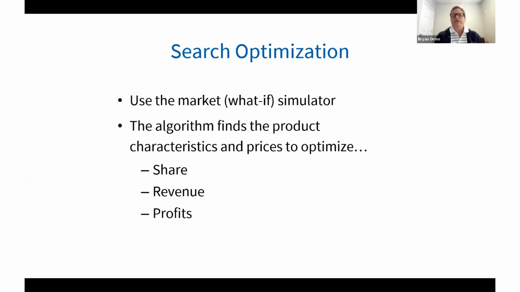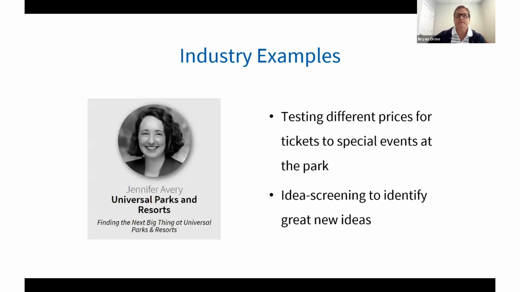You can set that up in the software. You can say, hey, I want to optimize revenue. Here are my competitors. Please search for the features and the prices that will allow me to optimize share, revenue, or profits. I want to talk to you about some examples in industry of how conjoint analysis is used for the next 5 or 10 minutes.